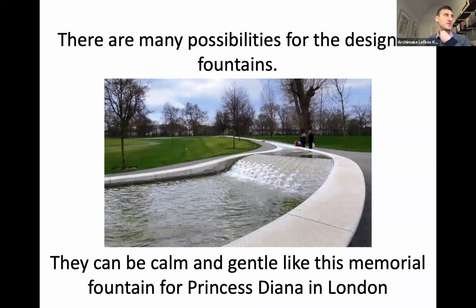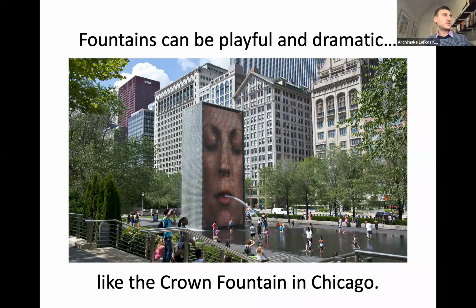So one example is something that's quite somber and calm, which is the Diana Memorial Fountain. It's a kind of undulating, gentle stream, if you like. But then fountains can also be playful and dramatic, like the Crown Fountain in Chicago, which is a pair of monoliths with screens with portraits, and the fountain is coming out of the mouth.